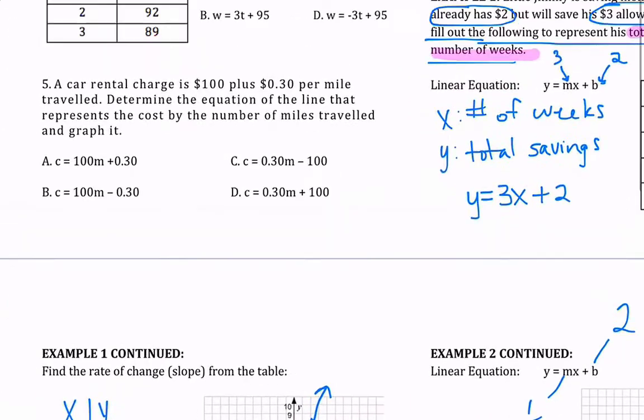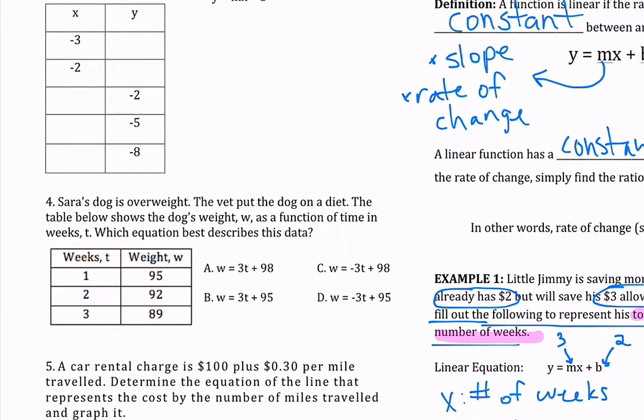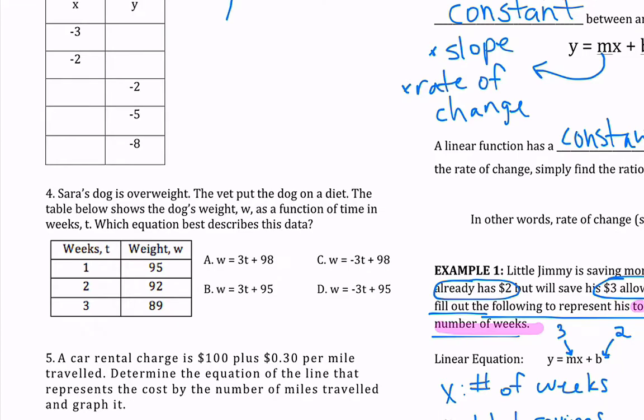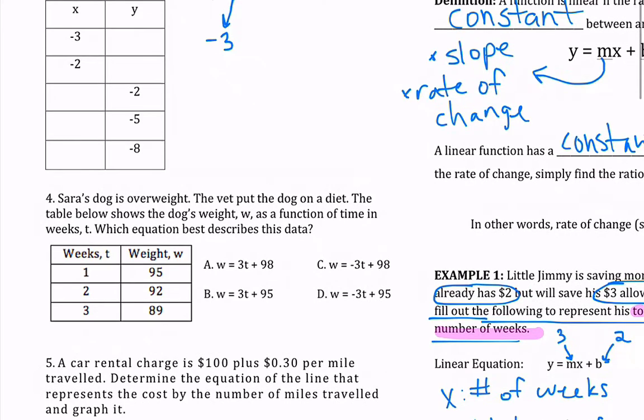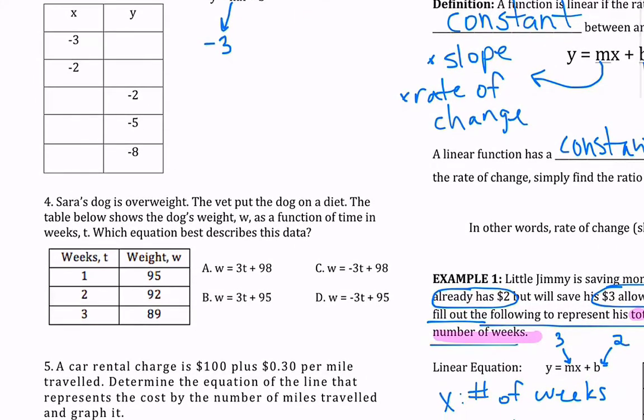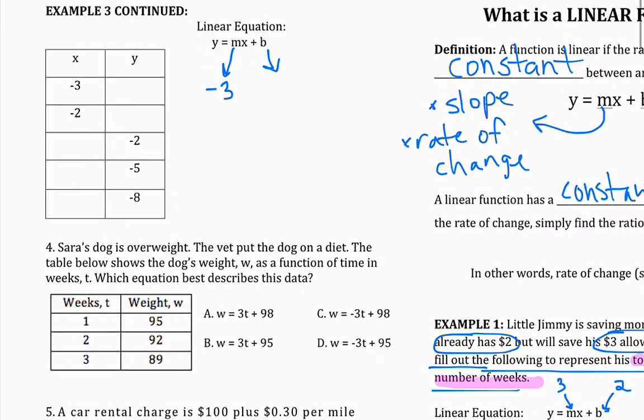The rest of it's on the back. So we found that m was negative 3. So we know the m. Now all we have to do is find b.